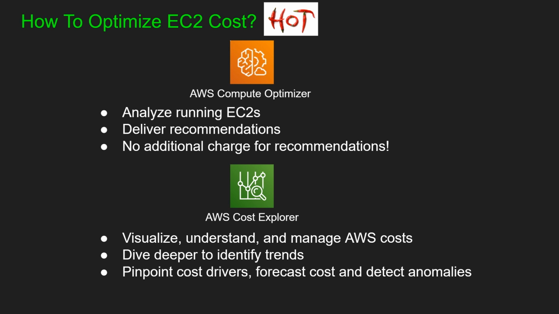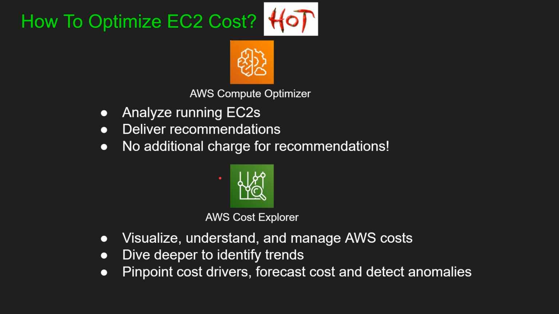So there is a brand new AWS service announced at re:Invent 2019, AWS Compute Optimizer. This service analyzes the running EC2s, the memory and CPU used, and then it runs machine learning algorithms and delivers you recommendations. Like it will say, hey, you are running this M5.4xlarge EC2, but based on CPU utilization, memory utilization, average traffic, you can downgrade it to M5.large. And there is no additional charge for running AWS Compute Optimizer.